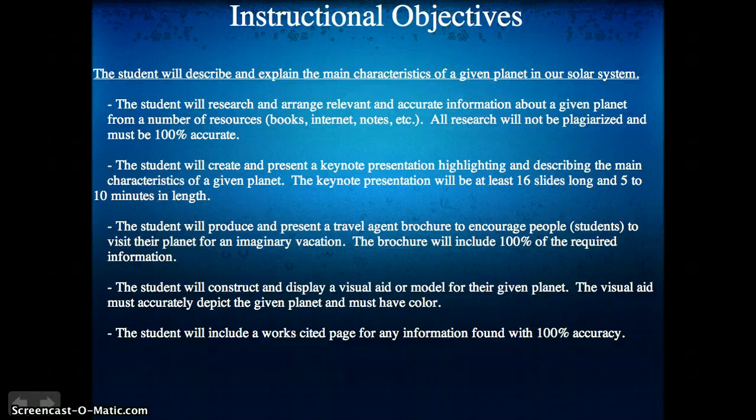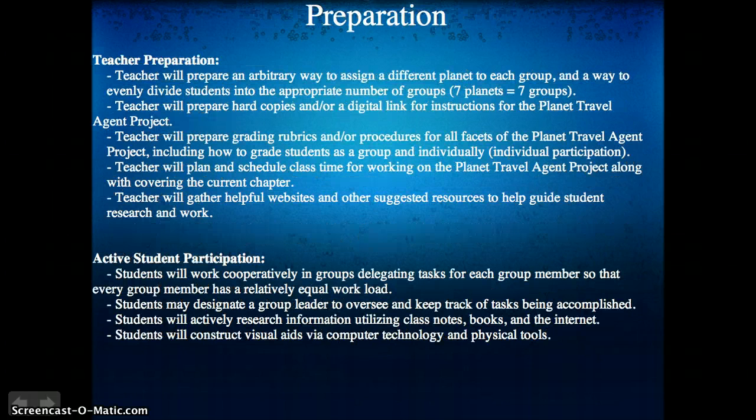Instructional objectives: students will research and arrange relevant and accurate information about a given planet from a number of resources. They will need to use books as well as the internet. Nothing can be plagiarized. The student will create and present a keynote presentation, and the group of students will present that in front of the class. They will also present a travel agent brochure. They will also construct and display a visual aid in their presentation, and as always they will include a works cited page to cite any information found.